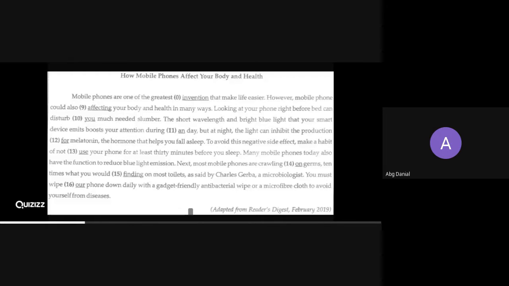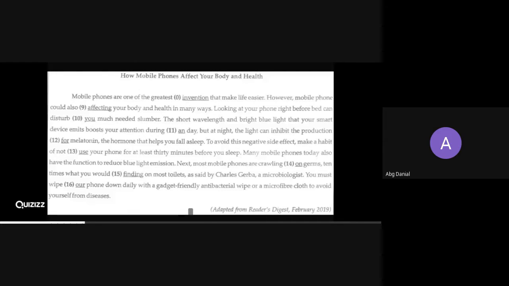To avoid this negative side effect, make a habit of not using your phone for at least 30 minutes before you sleep. Mobile phones today also have a function to reduce blue light emission.